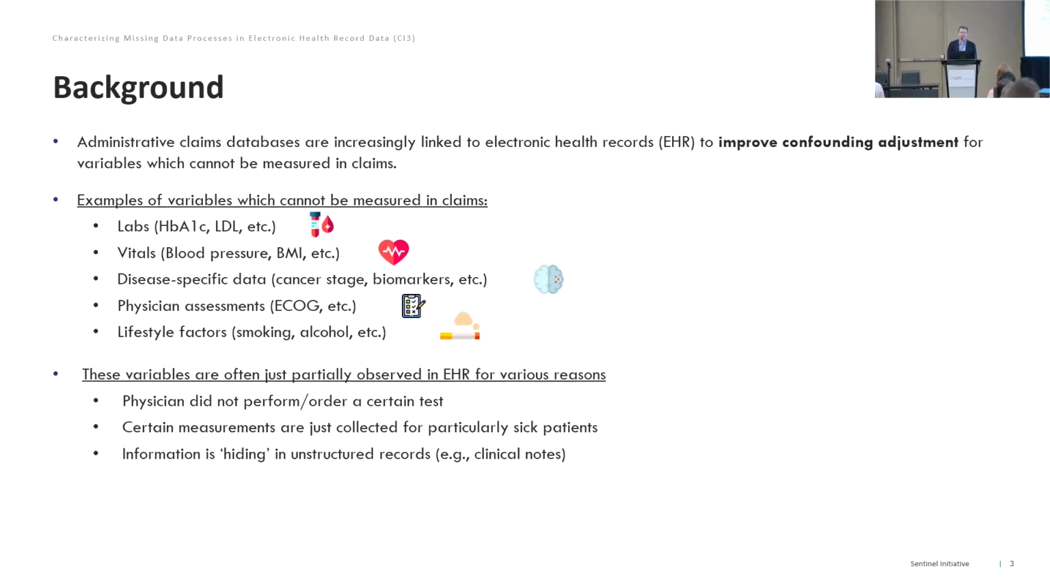So claims data have been the backbone for most of pharmacoepi studies in the last decades, but there's an increasing interest in linking these data to electronic health records for us to capture variables which are usually not measurable in claims, such as granular clinical variables like labs, vitals, disease-specific data, and so on. However, as we all know, these variables are often just partially observed and/or are not measured uniformly for every patient at the very exact time point that we would like to have them measured, which creates challenges in the statistical analysis due to missing data.